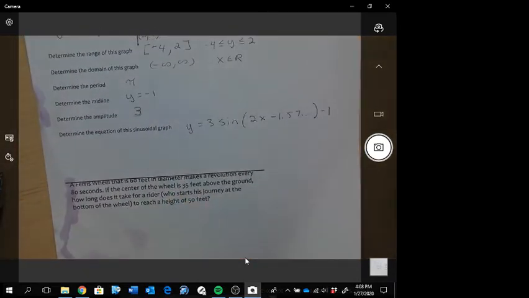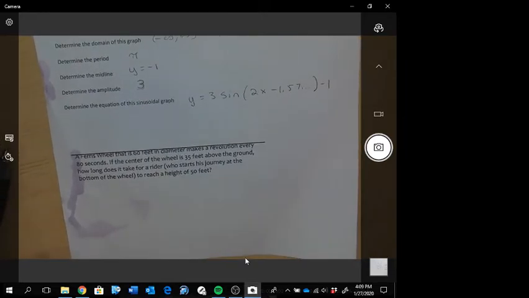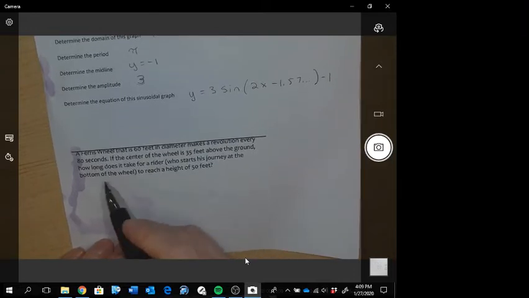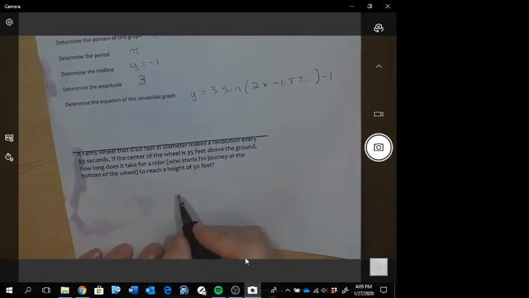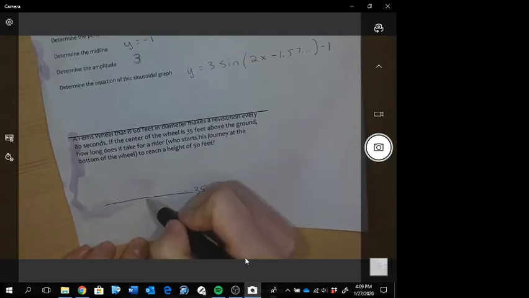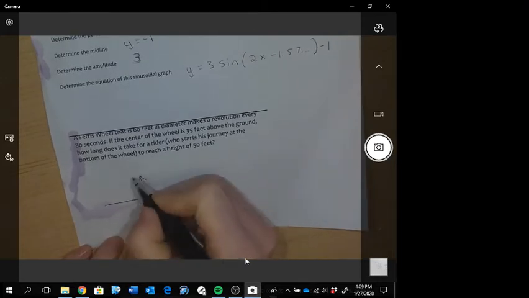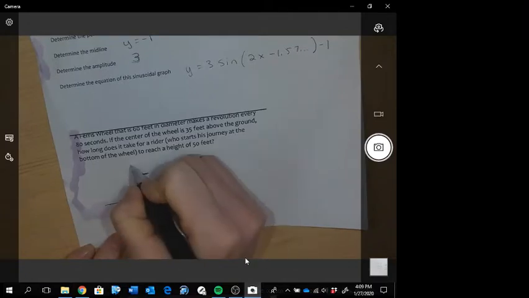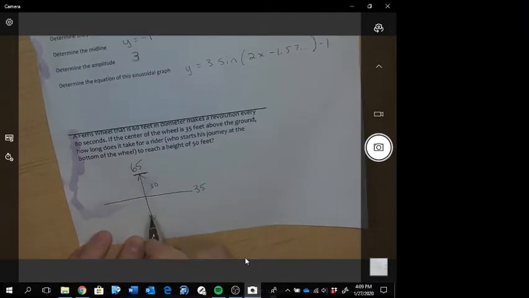Okay, next question. A Ferris wheel that is 60 feet in diameter makes a revolution every 80 seconds. If the center of the wheel is 35 feet above the ground, how long does it take a rider to reach a height of 50 feet? Let's just draw this out. The middle is 35, and if the diameter is 60, you go 30 up. So the highest you reach is 65, and the lowest is 5.